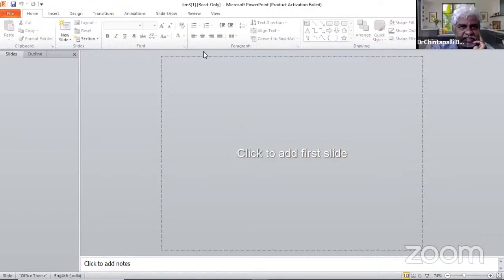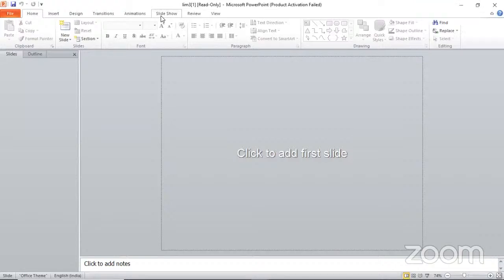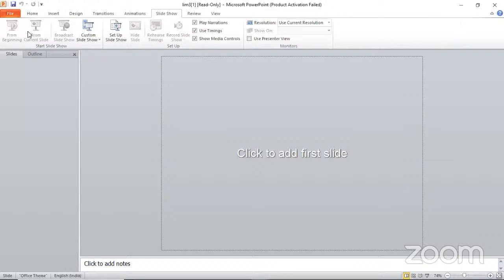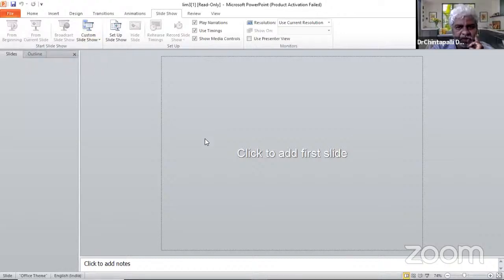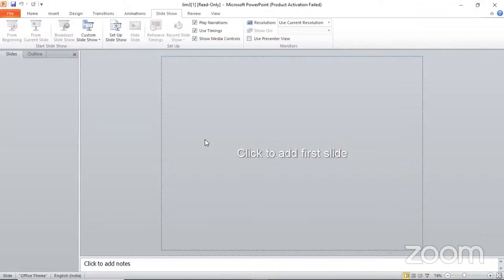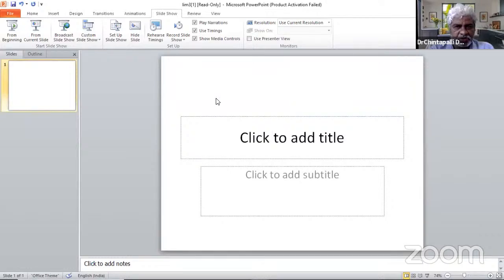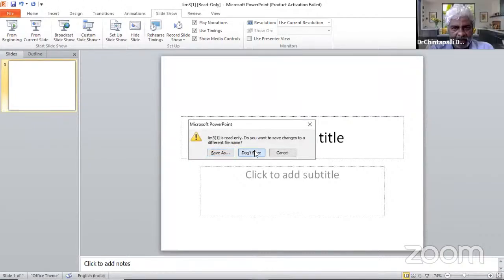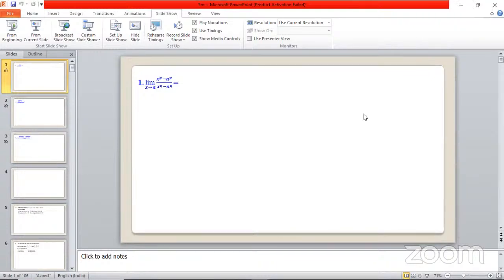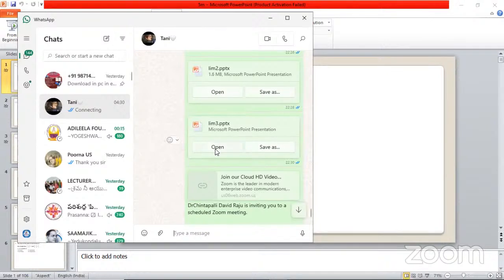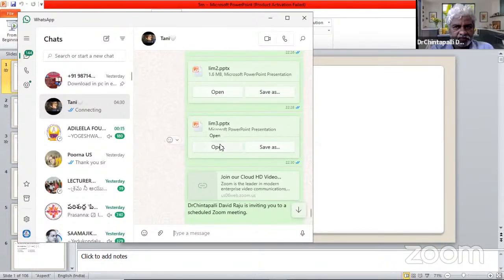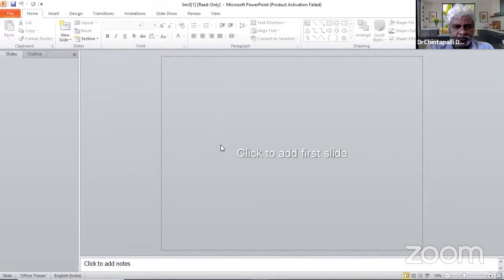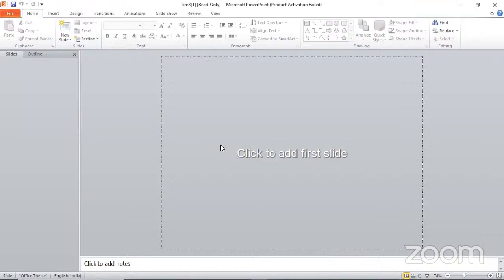Why is it saying like this? Because the disk is not sufficient to open it. Due to disk space, it may show like this. So what if we click the first slide? It shows a new file. Product activation failed, sir. You need to remove the PowerPoint completely and open it again. Same problem. One second, sir, let me check.